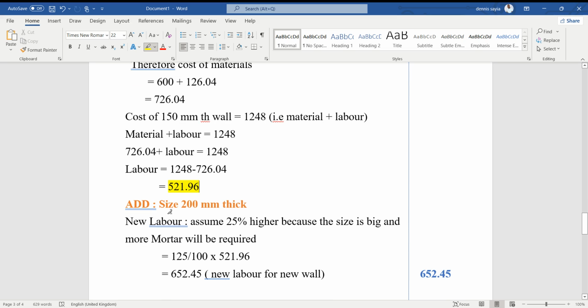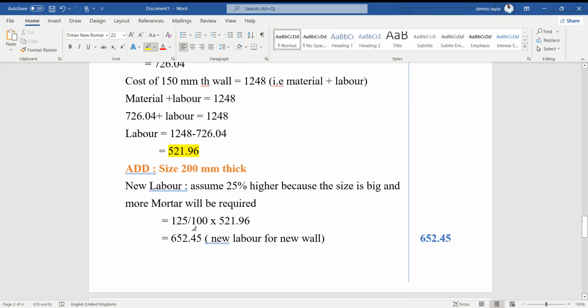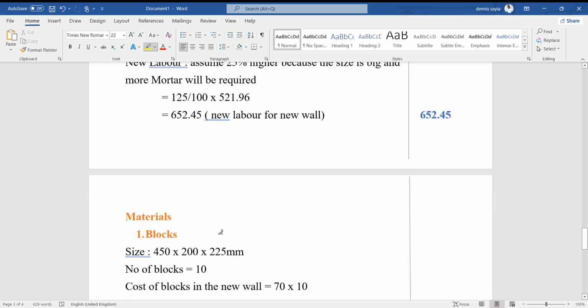When we are doing the 200 millimeters thick, the labor will automatically be higher because maybe the size of the block and the more mortar will be required. So we assume 25% higher because of the size and more mortar. So 25% is 125 over 100 times 521. That is now the new labor. That gives us 652.45, the new labor.